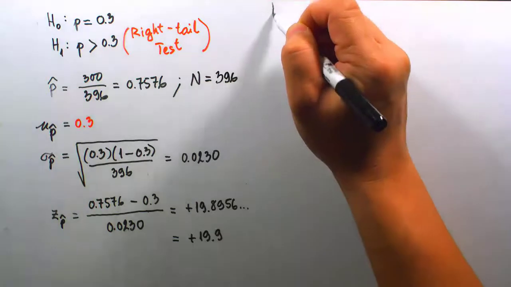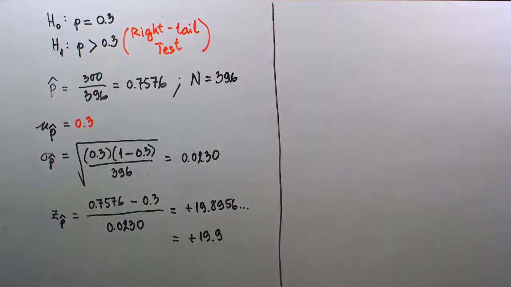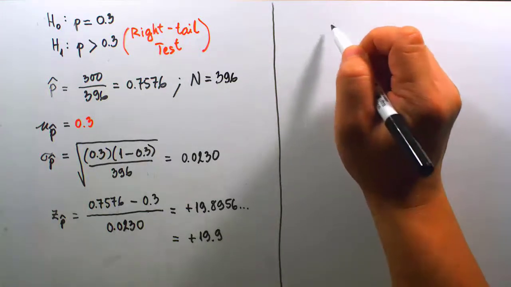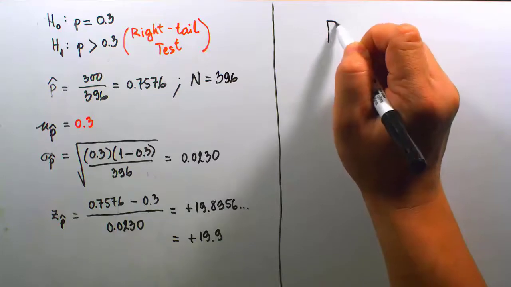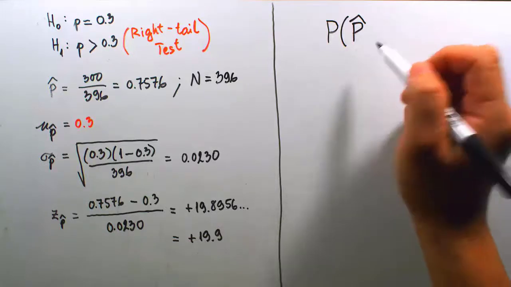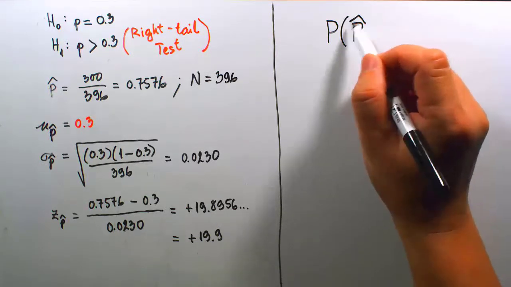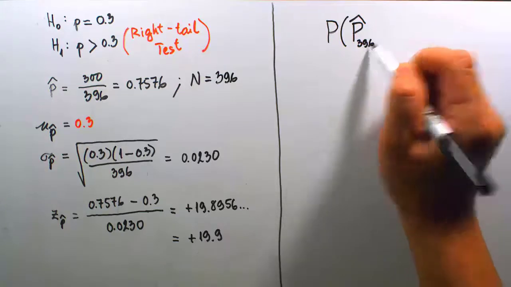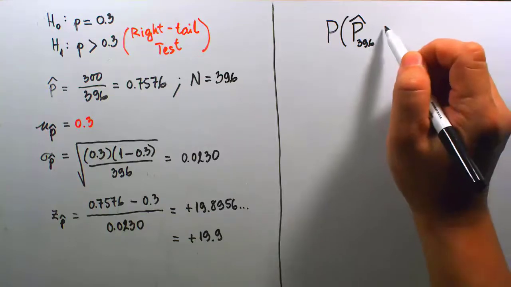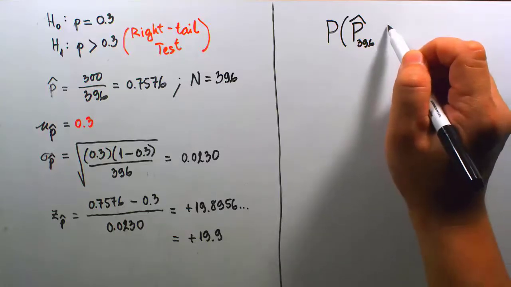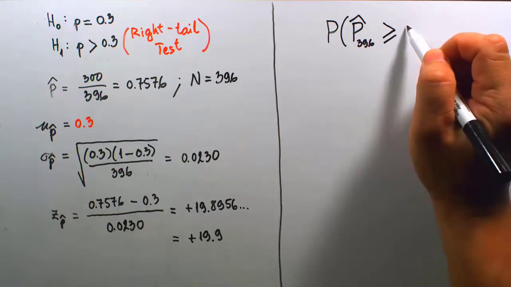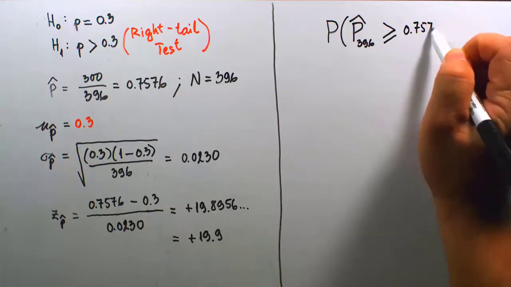After getting the z-score of our sample, the next step is to calculate the probability that among all sample proportions, which I represent by a random variable capital P hat with a subscript 396, I am going to find a sample proportion value greater than or equal to 0.7576.